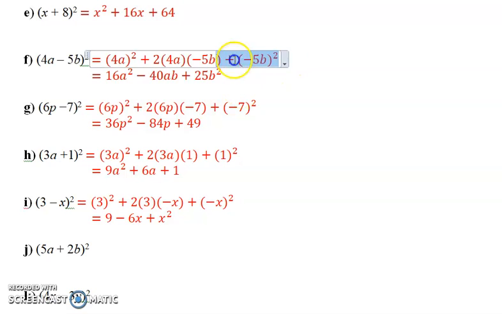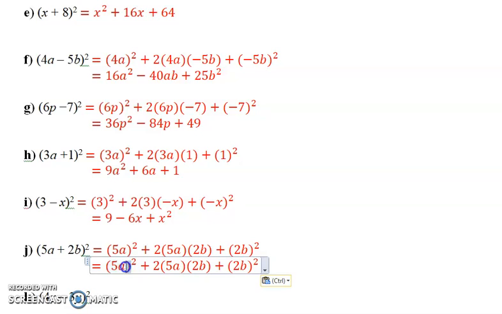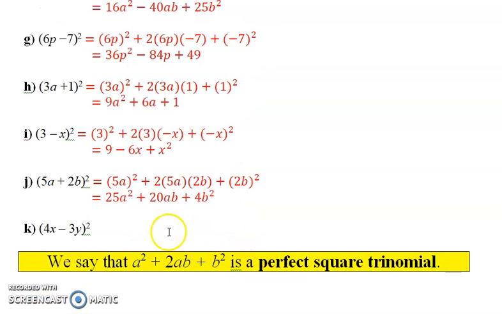You guys are starting to see this now. So you get 5a squared, plus 2 times 5a times 2b, plus 2b squared, right? So now we multiply it out by squaring them. So 5a squared is 25a squared. Square the 5, square the a. 2 times 5 times 2ab would be 20ab, and 2b squared would be, it's not 2b squared, it's 4b squared, right? Because you're squaring 2, you square the b, that's why I show the brackets. Alright?